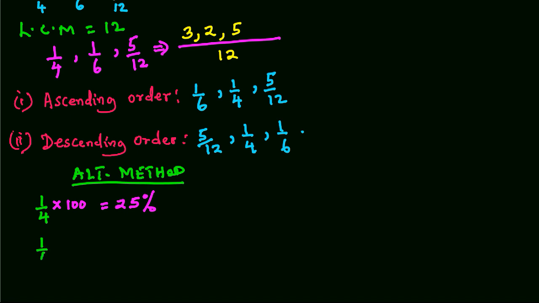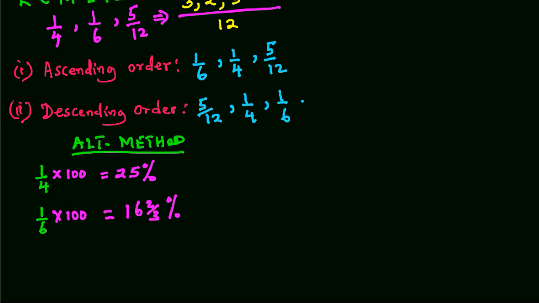One over 6 will be 16 and 2/3%. And finally 5/12 will be 41 and 2/3%.